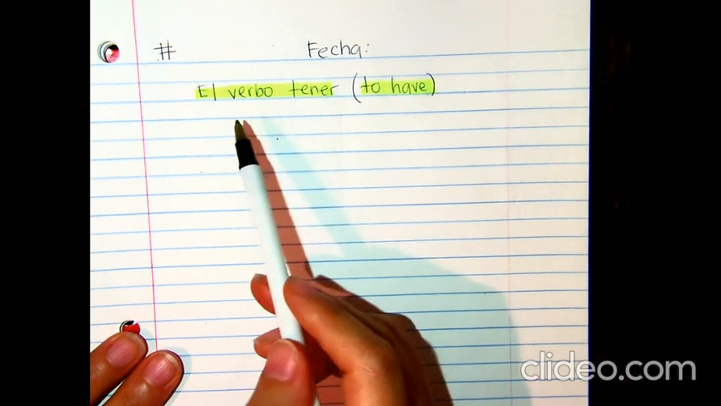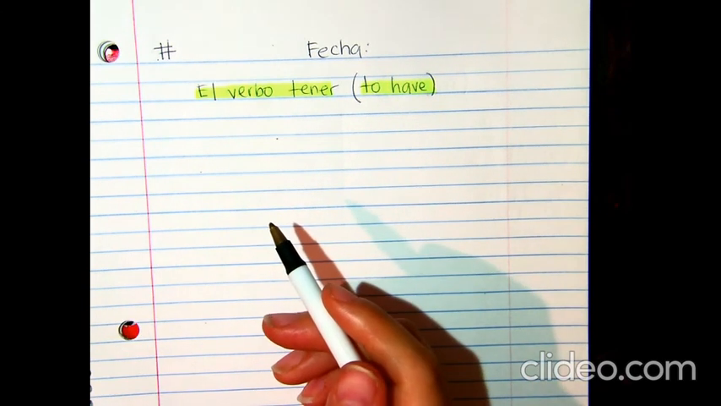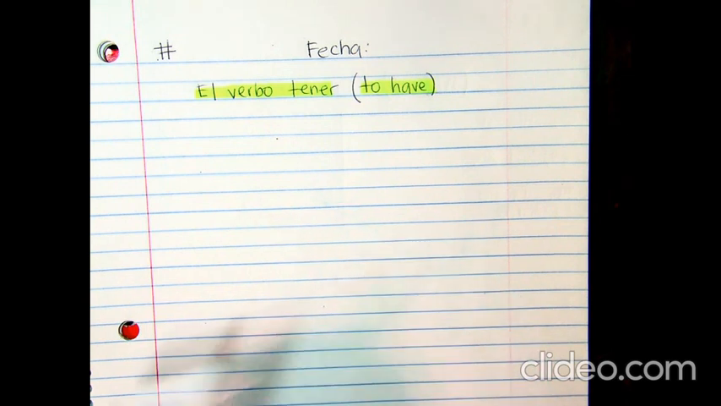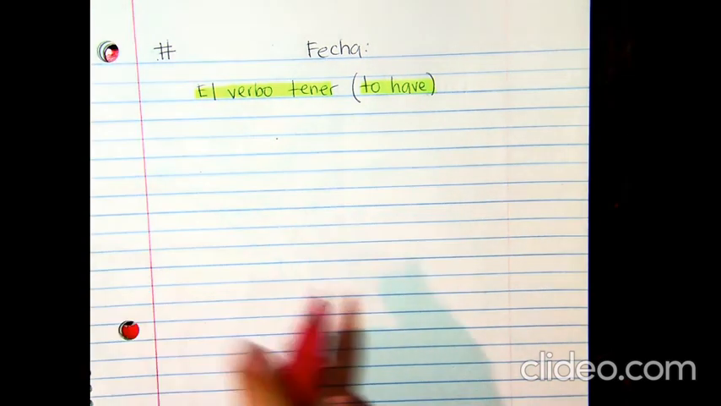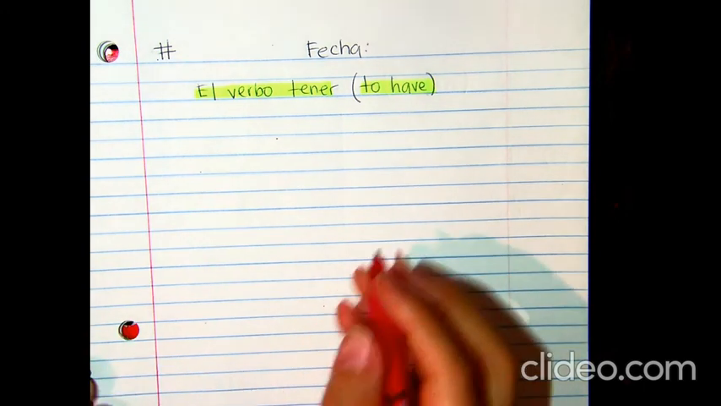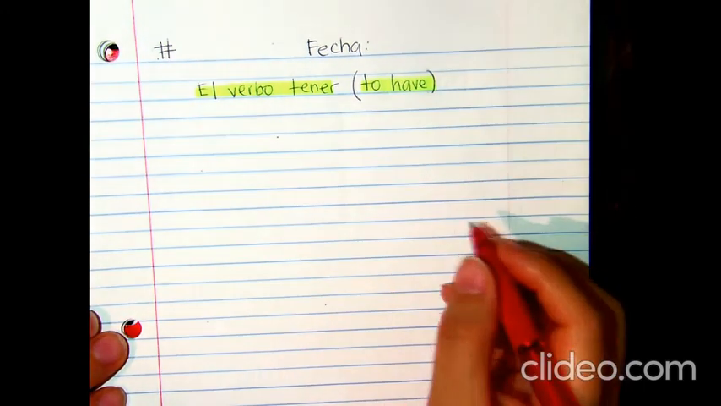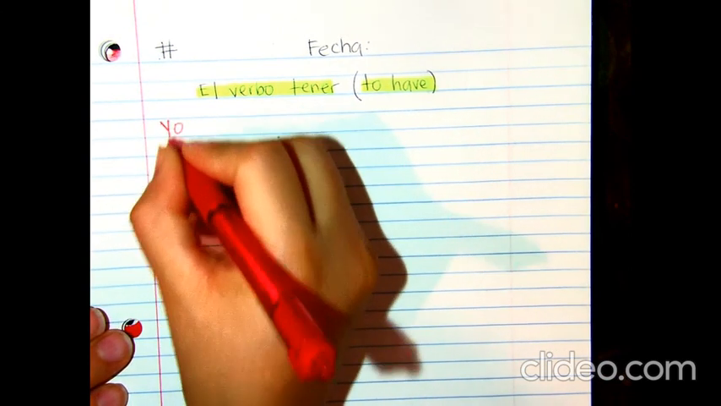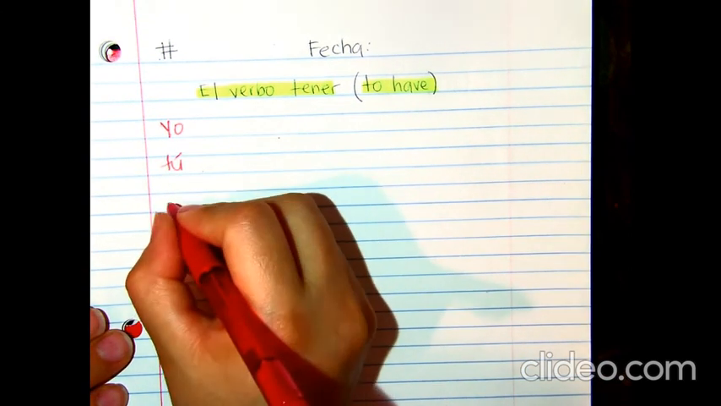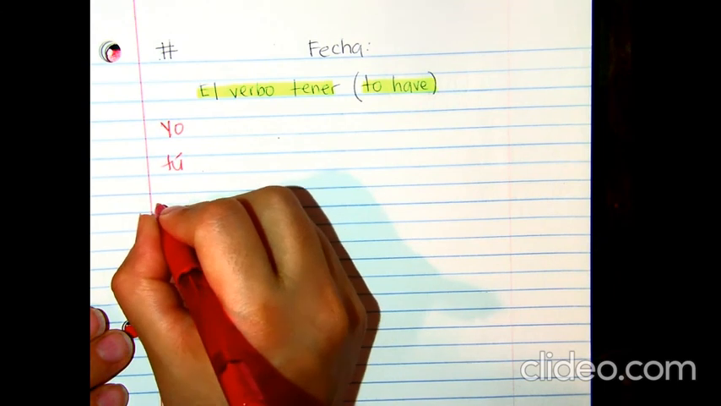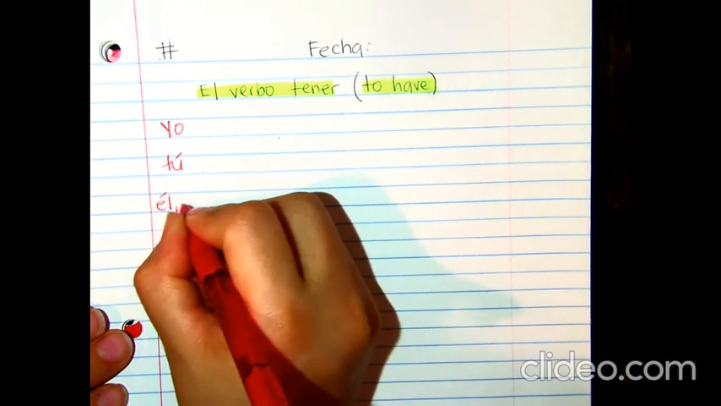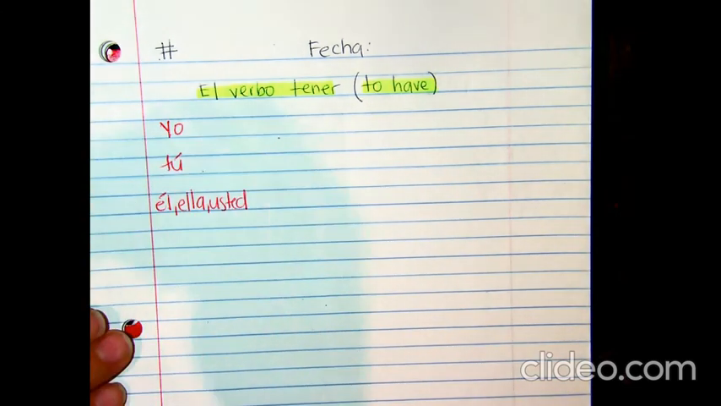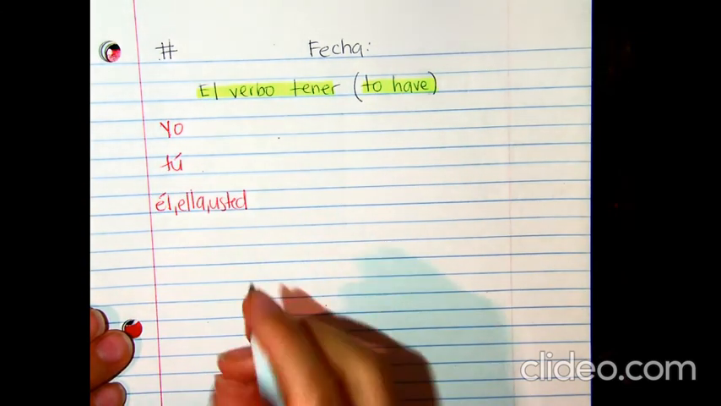Okay. The verb to have is a very important verb that you need to know in Spanish. You're going to be using it a lot, just like the verb to be. So I want to go over the conjugation. And in order to do that, I am going to write down first the subject pronouns. Yo, tú, él, ella, usted.